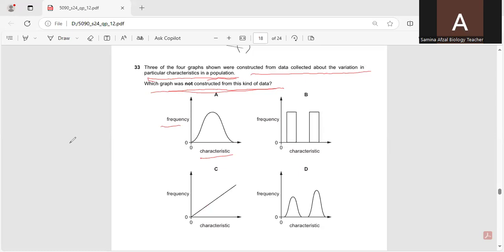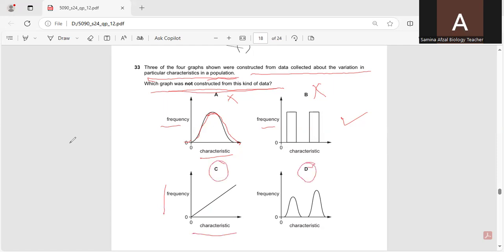According to this, in A, frequency is increasing, reaches a maximum, then it is decreasing. No, it cannot happen. And in B, the frequency in different characteristics has been shown. So B is also not a correct option. And in C, as the characteristic increases, the frequency is increasing. So C can be the correct option.